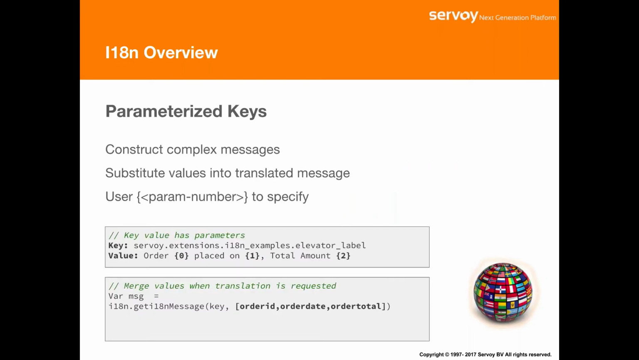We saw how to parameterize keys. So again, you put the little substitution curly braces with the parameter number. Those get replaced when you call I18N get messages from the API and you pass in the actual parameter values. So we saw that on the calculation and the dialog.